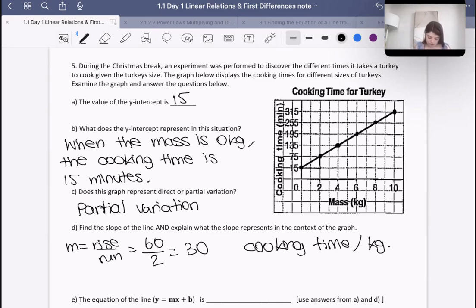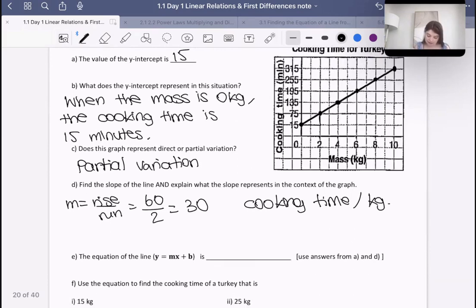The equation of the line is y equals mx plus b. So again, let's just do y equals 30x plus 15. Because all we're doing here is taking the answer from A and putting it in for the b value, because the y-intercept is the same as the b value. And m is what we just found in the last part, and that's going to be 30.